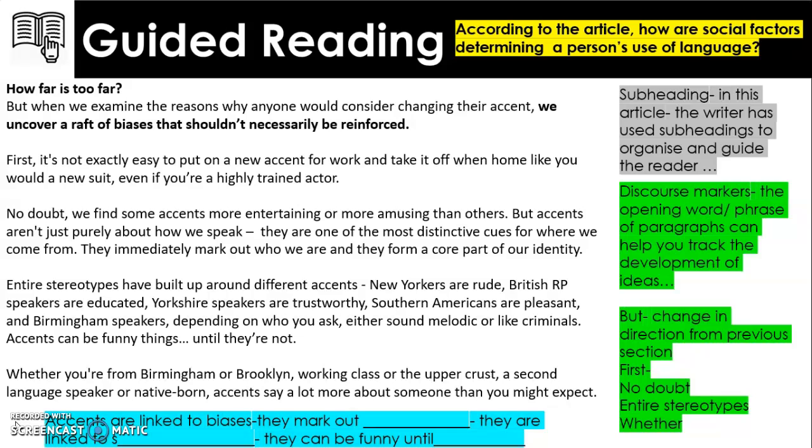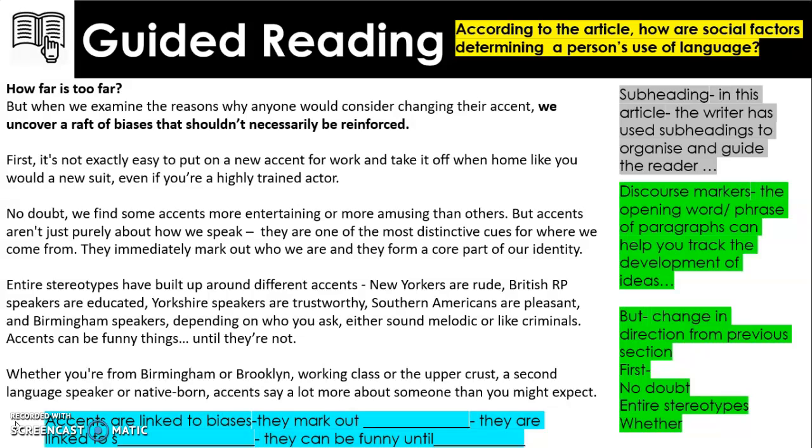First, it's not exactly easy to put on a new accent for work and take it off when home, like you would a new suit, even if you're a highly trained actor. No doubt we find some accents more entertaining or more amusing than others. Now that reminds us of that word aesthetic judgment. We've talked about this in class. Sometimes we make aesthetic judgments. Oh, I like the sound of something, therefore I'm going to esteem it. I'm going to value it based on what I like. So the idea that some accents can be entertaining or amusing is an aesthetic judgment.